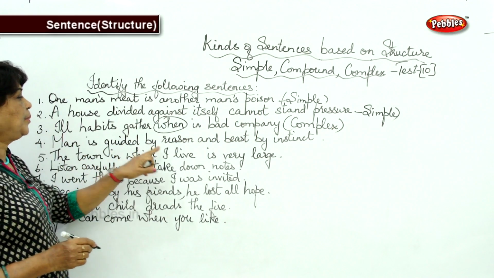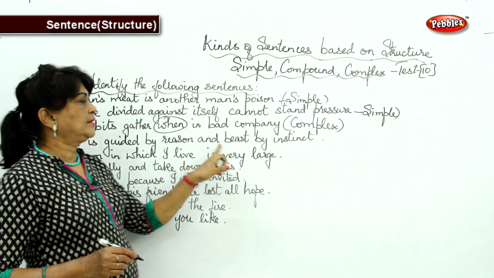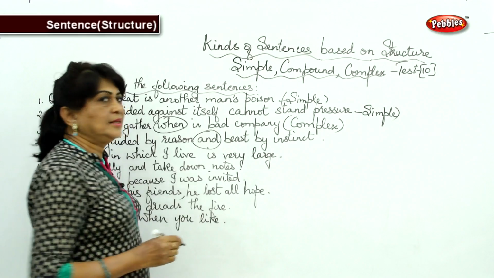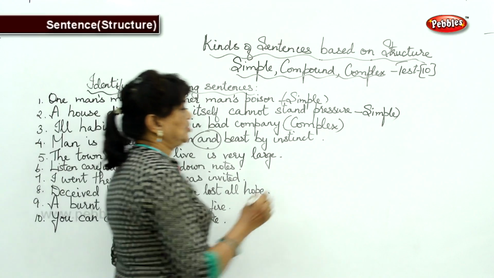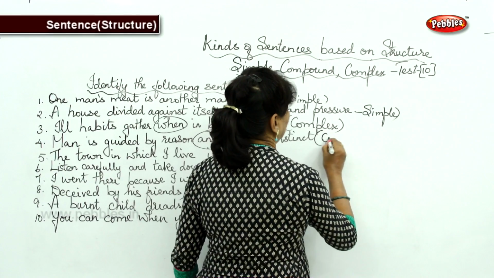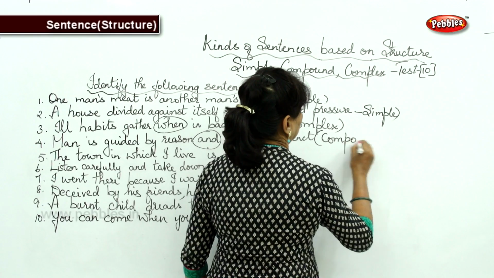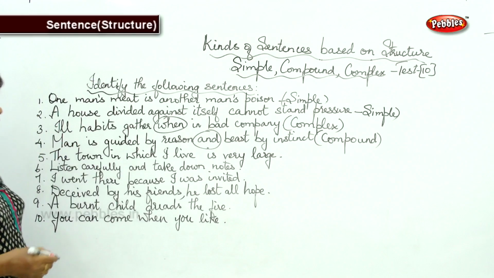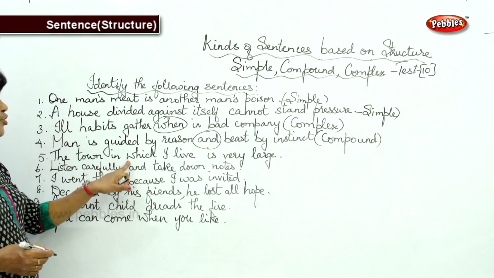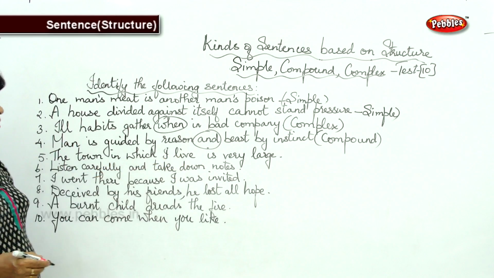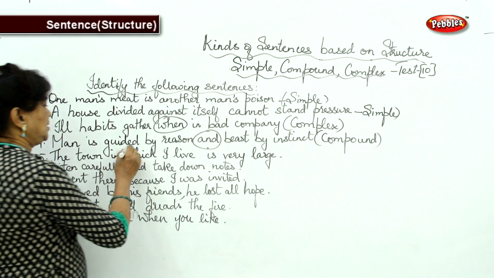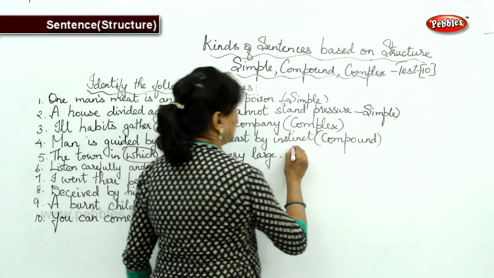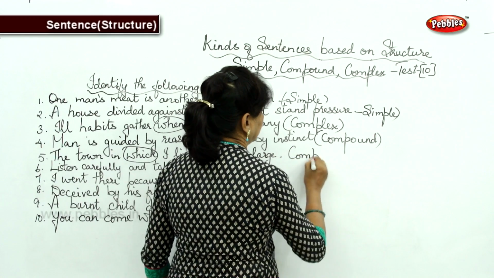Man is guided by reason and beast by instinct. Now, and what is it? It is a coordinate conjunction. So, it is compound. It is a compound sentence. The town in which I live is very large. Which is a subordinate conjunction, and so it is a complex sentence.